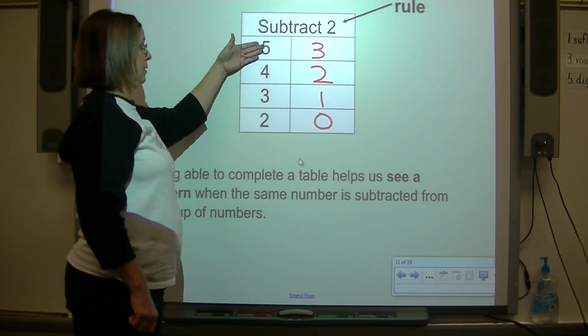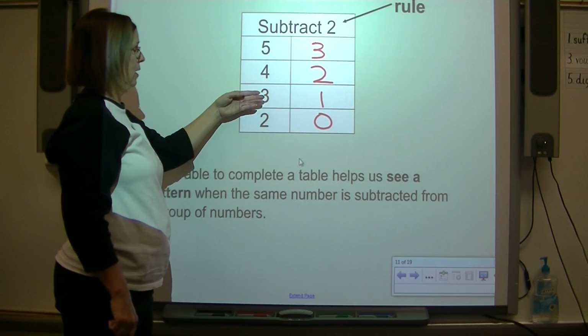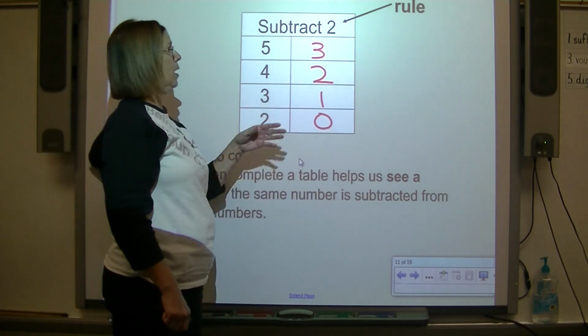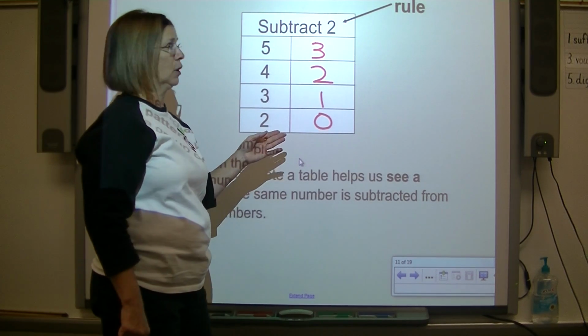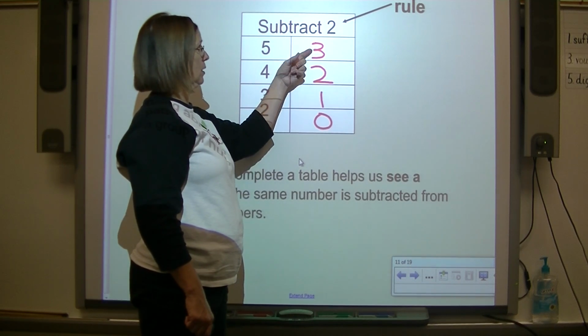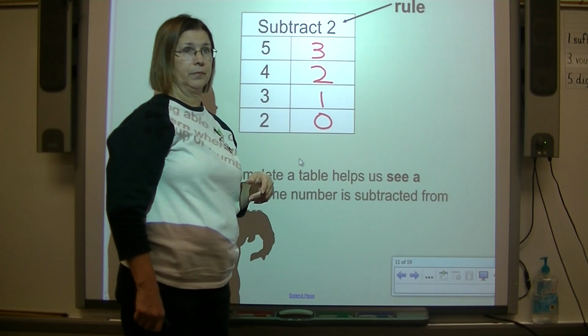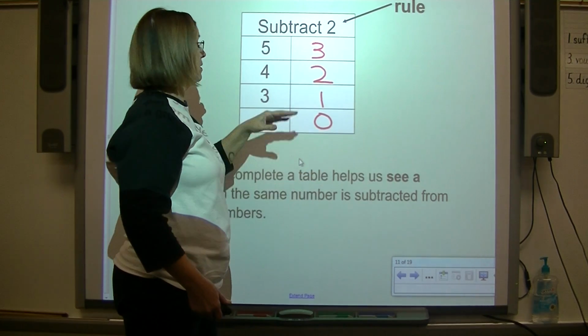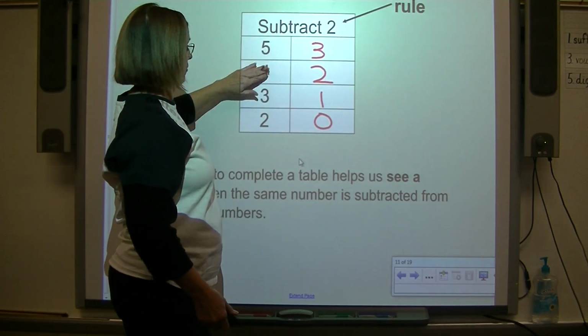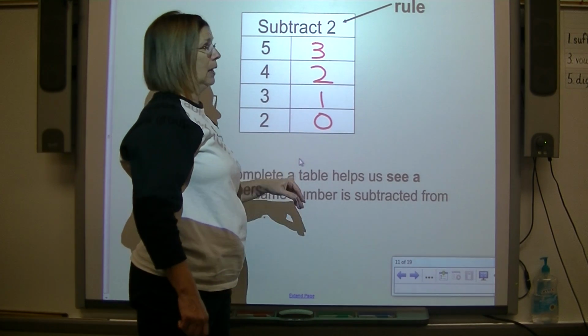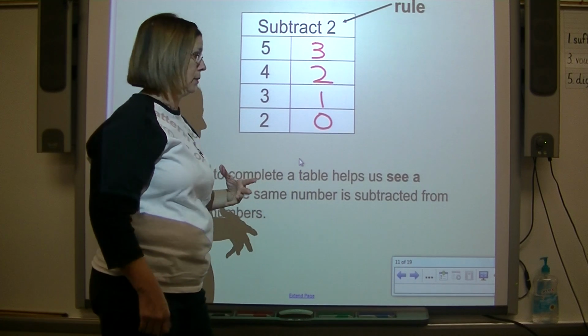We subtract. This is one less than this. This is one less than this. This is one less than this. All right? When we subtract 2 from all these numbers, our answer, this is one less than this. Well, there's a pattern. This is like walking downstairs. 5, 4, 3, 2. 3, 2, 1, 0. There's a pattern to this.